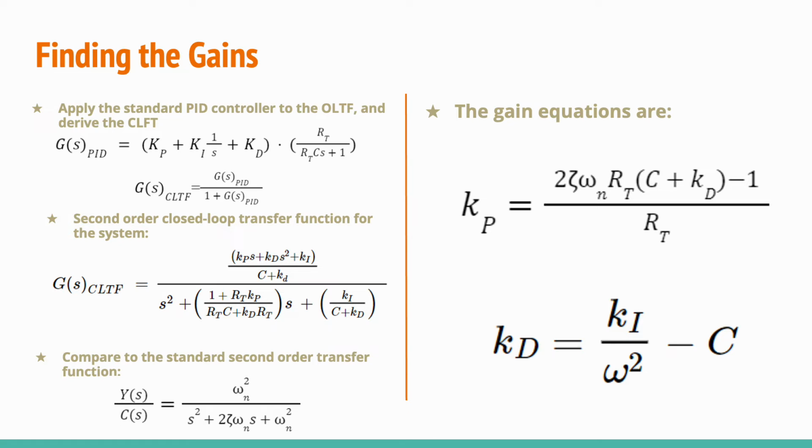This slide shows the addition of PID control onto the open loop transfer function and the derivation of the closed loop transfer function. The closed loop transfer function is then compared to the standard second order transfer function. By equating the S and constant terms of the characteristic equation to the standard transfer function, the gain equations are derived and shown here on the right.